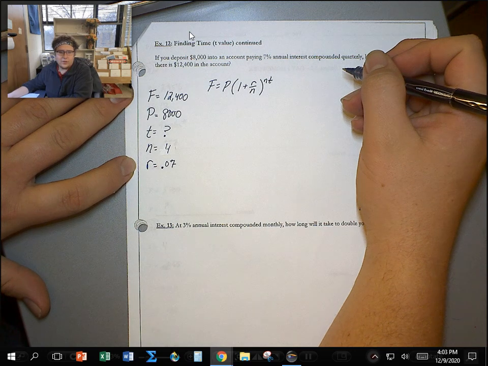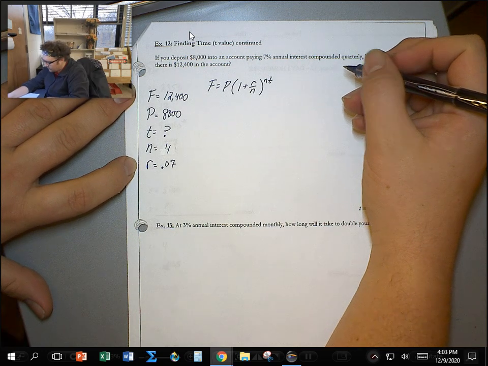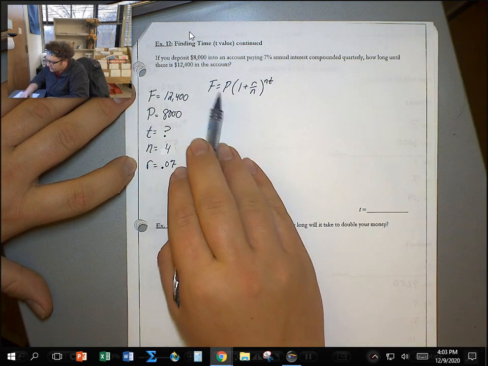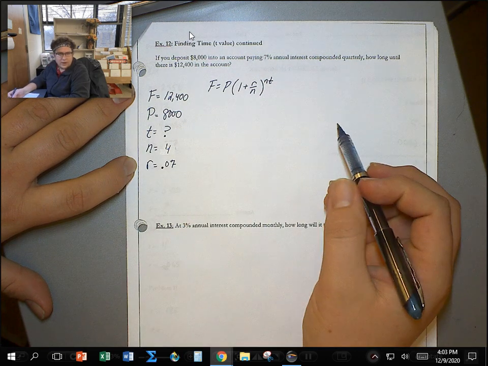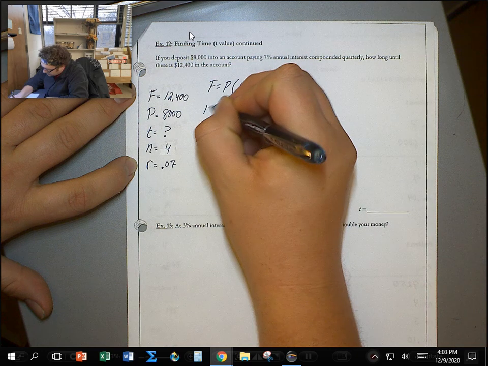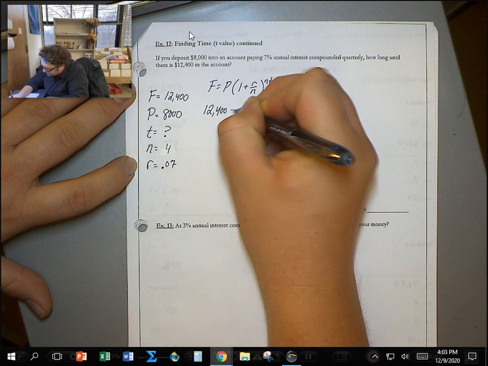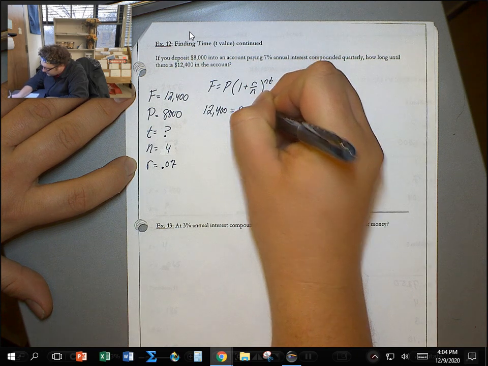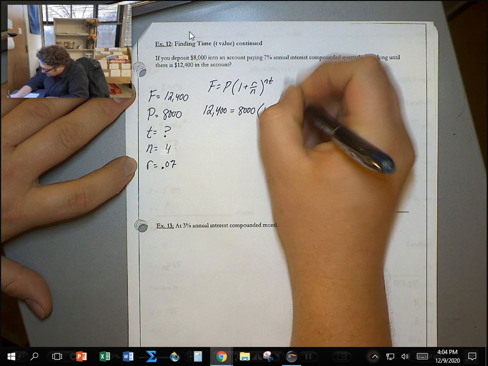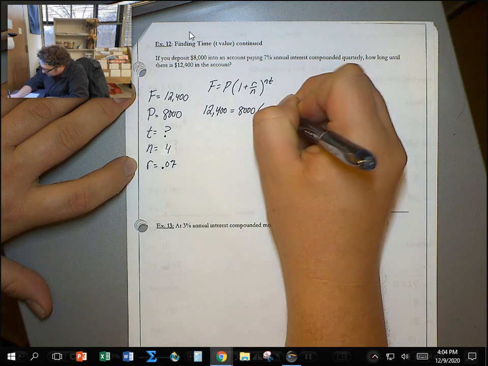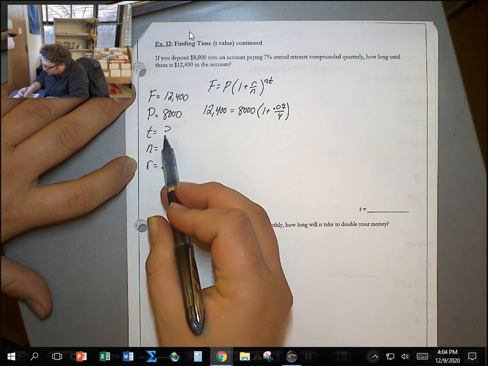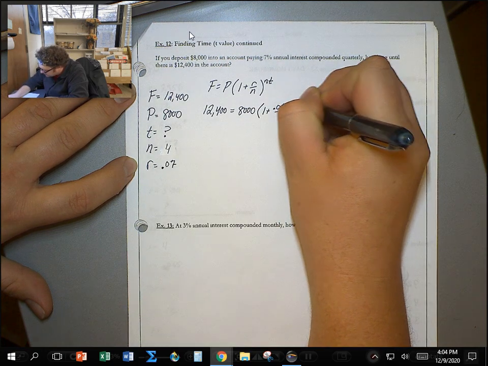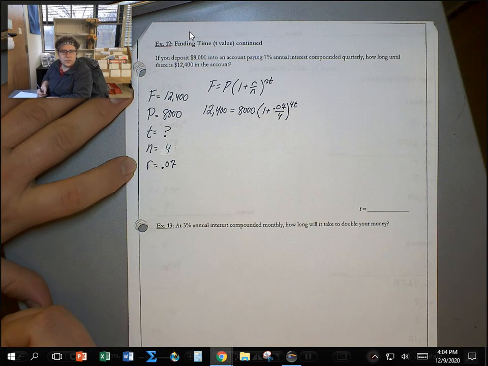Not quadratic formula. You're going to write down the compound interest formula. So that's F equals P times 1 plus R over N, all to the NT power. So I'm going to start replacing my variables with actual values. 1 plus 0.07 divided by 4. And then NT is going to be, N is 4, T is our variable in question. So that's going to say to the 4T power.